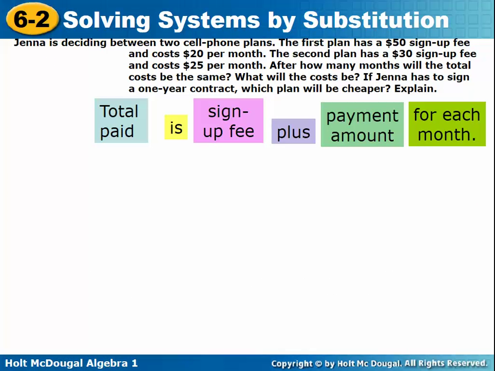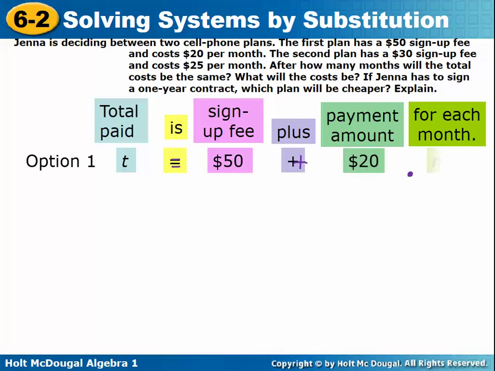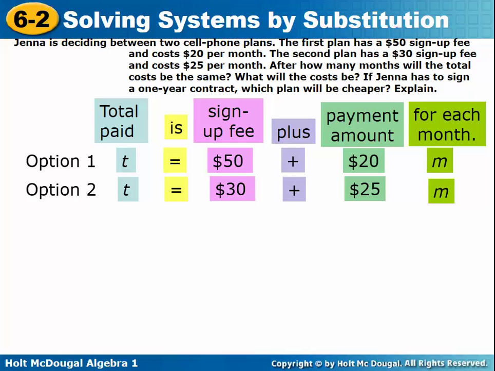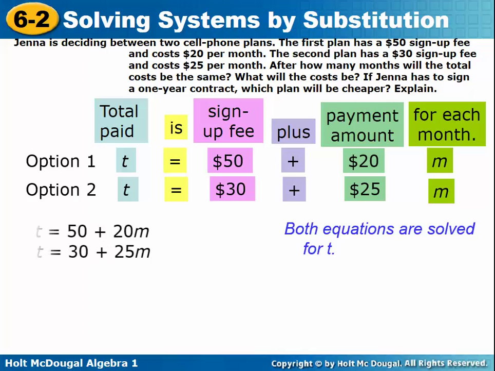So the first thing to do then is to write an equation for each of your plans. We're going to use total paid is equal to the sign-up fee plus the payment amount for each month. So our first option, we have that the total T is equal to $50 plus $20 per month, so that's 20M. Our second option is that the total cost is equal to $30 plus $25 per month. Both equations are already solved for T, so we don't have to do step 1.